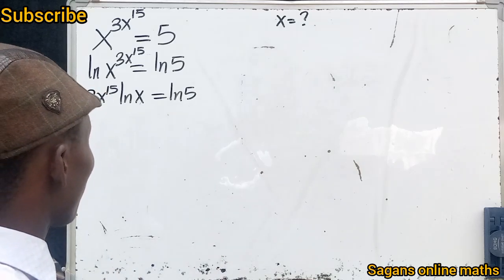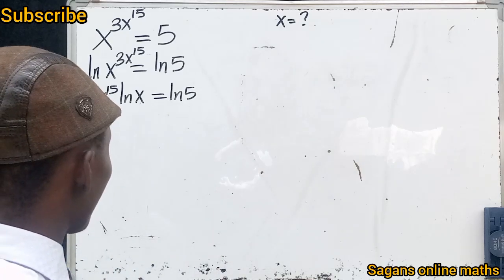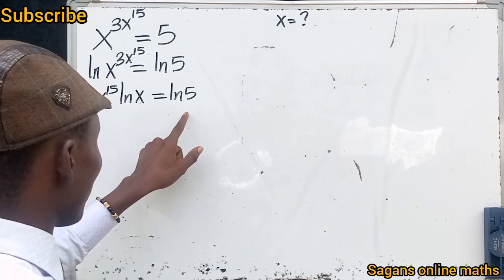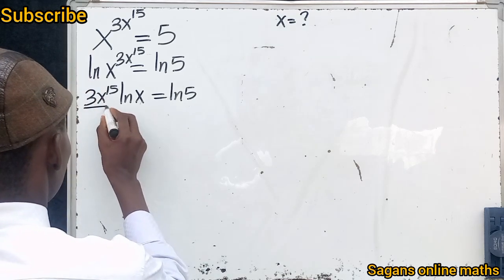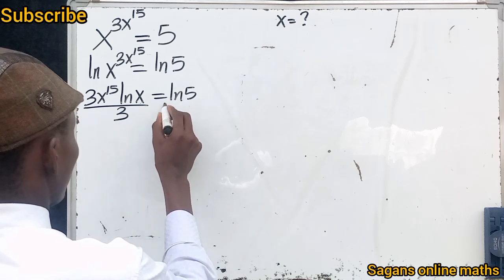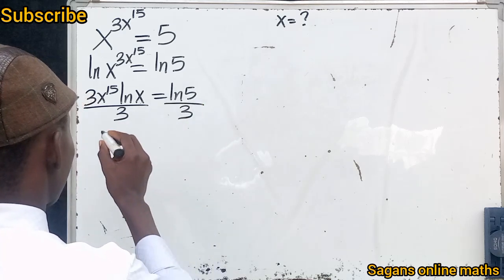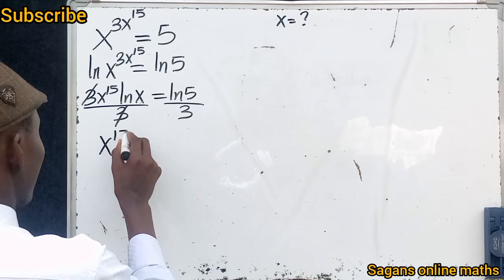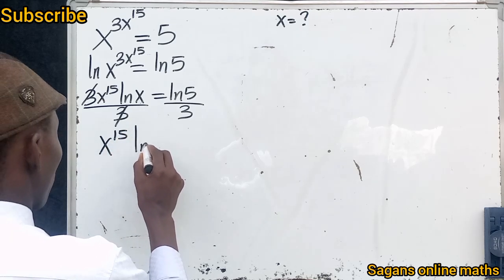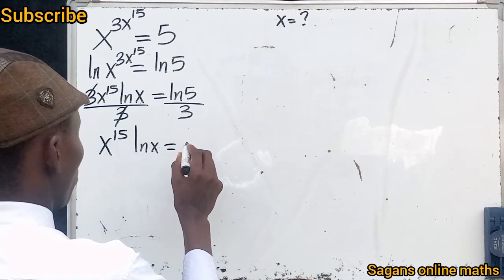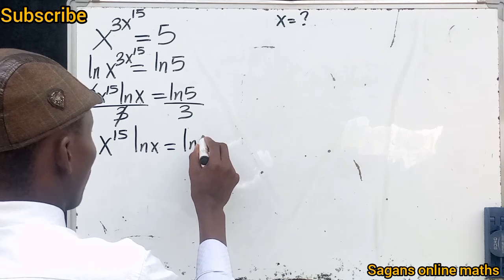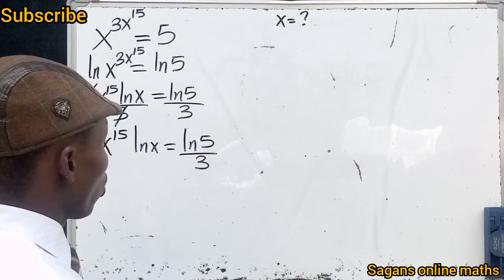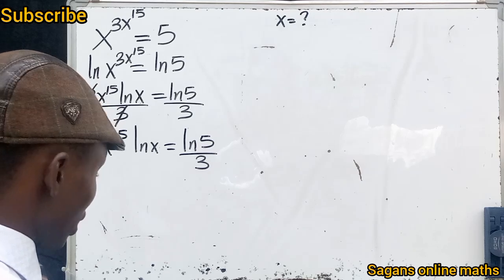Now our third step is to divide both sides by 3, because we want to remove this 3 from here. If we divide the whole of this by 3 and divide the whole of this by 3, we see that 3 will cancel out from here. We now see that x to the power of 15 multiplied by ln x is equal to ln 5 divided by 3. Okay, you can see how simple it is.